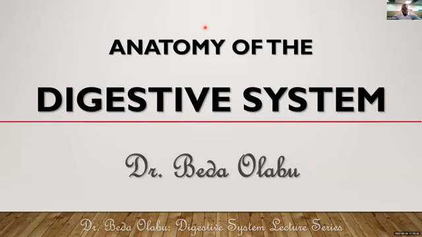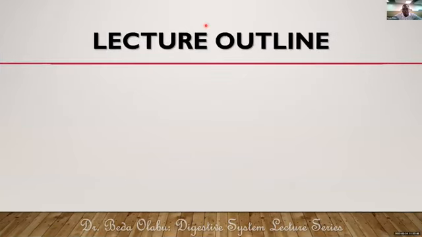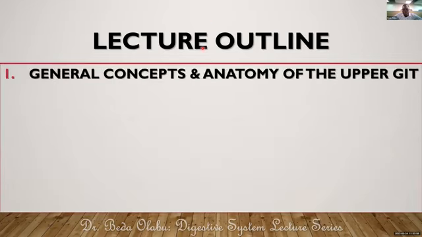So welcome to the lecture on the digestive system. Anatomy of the digestive system can be a bit long, and so I've chosen to divide this into some 5 parts. We'll do the lecture in 5 series. In the first series, which you're going to do today, we'll talk about some general concepts about anatomy of the digestive system. Then we look at the anatomy of the upper GIT.